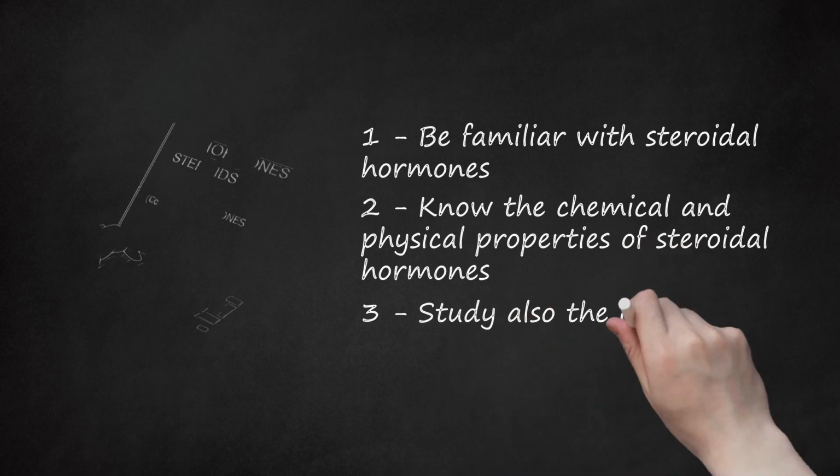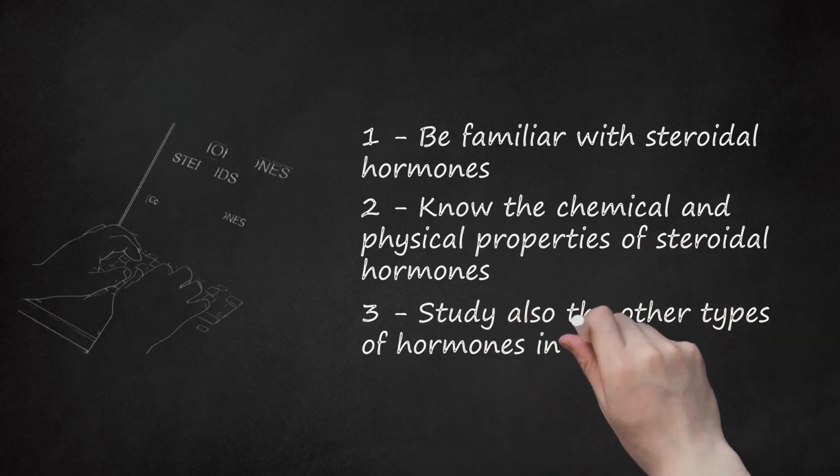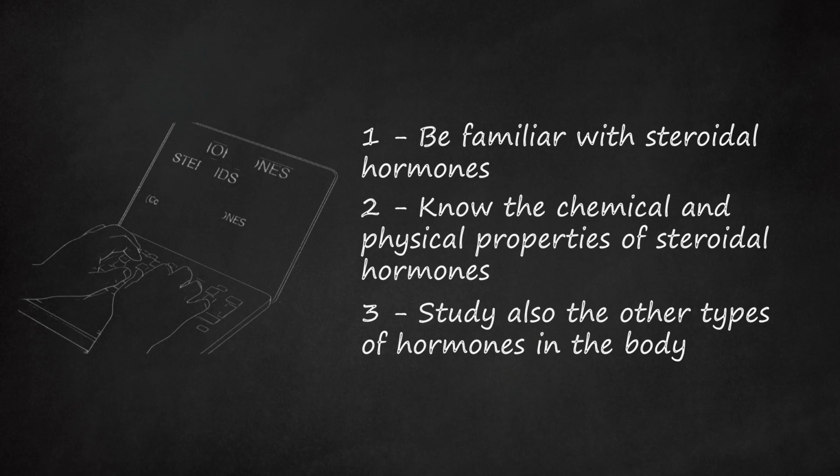3. Study also the other types of hormones in the body. Usually protein hormones are produced biochemically by translational processes that involve the genetic material of specific cells in the body. This translational process is not observed in the biochemical synthesis of steroidal hormones.